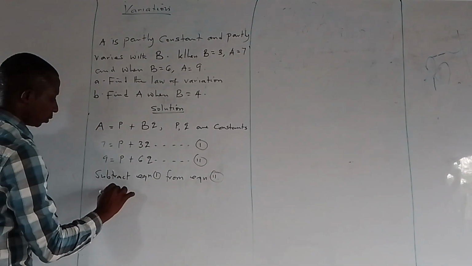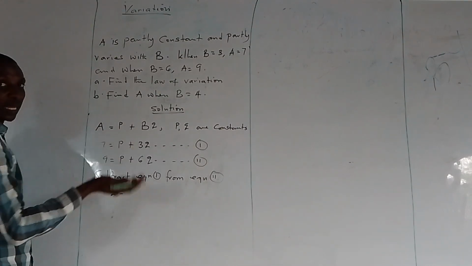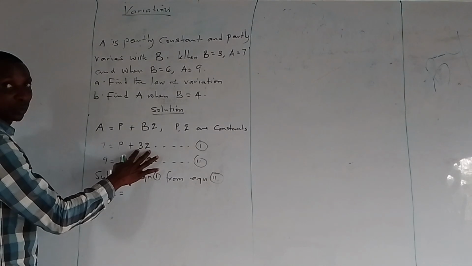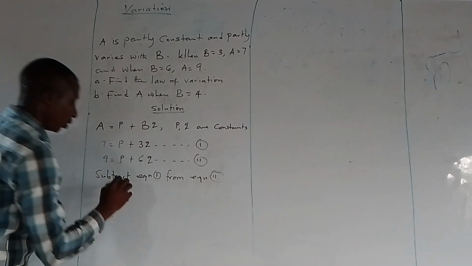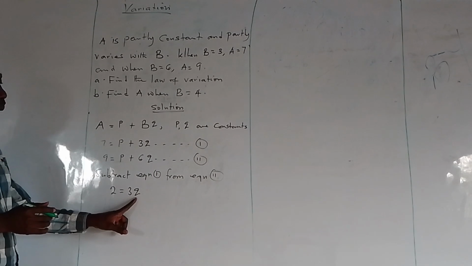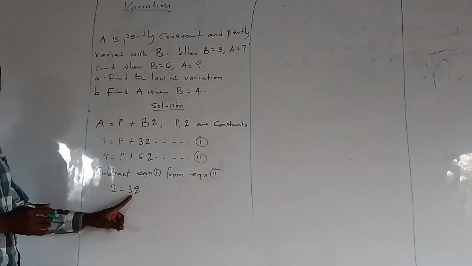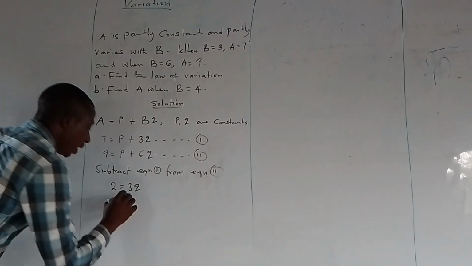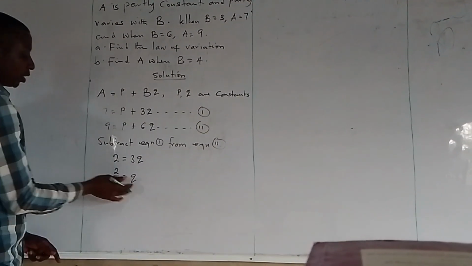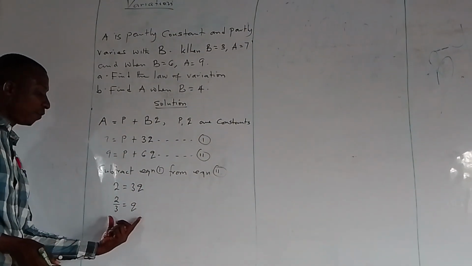That gives us 2. P minus P is 0. Now 6Q minus 3Q gives us 3Q. So to get Q, you divide both sides by 3, the coefficient of Q. So we have 2 over 3 equals Q, or Q equals 2 over 3. Now this is the first constant.